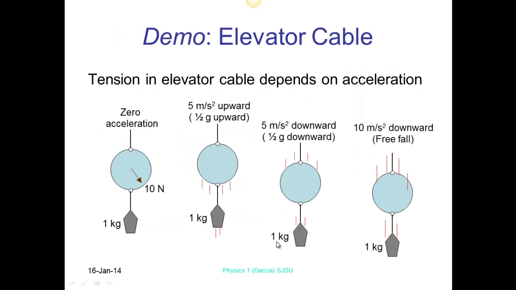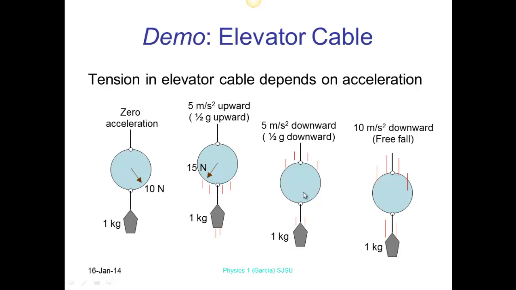Alright, so another example. Now, here is the tension on an elevator cable. So let's say the elevator is just stationary, no acceleration. If the lift weighed 1 kilogram, then there'd be 10 newtons of force on it. Now 5 meters per second squared upward. Okay, so we've got that 1 kilogram there. So if we accelerate upwards, what's that going to do? Well, that's going to increase the force there to 15 newtons.